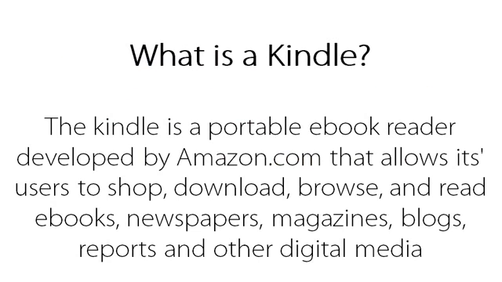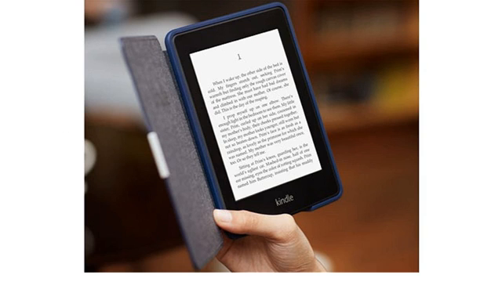Now before I give you that sneak peek, you may be thinking, well, what is a Kindle? If you're brand new to this type of marketing, basically a Kindle device is a portable ebook reader, and it's developed by Amazon and allows you to shop, download, browse, or read ebooks, newsletters, newspapers, magazines, blogs, reports, all sorts of digital media from a device that looks like this. It's kind of like an iPad. There's a whole bunch of different types of Kindle devices, but the newer ones sort of look like an iPad, and they actually run the Android operating system on it.